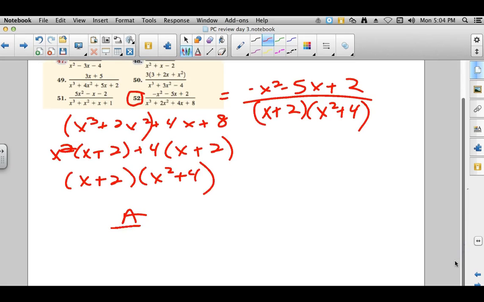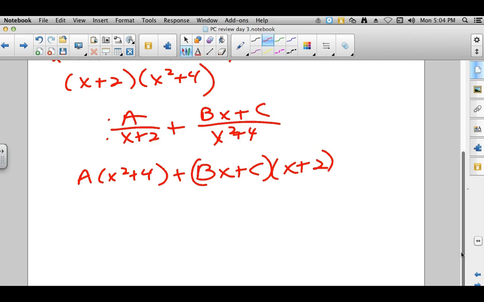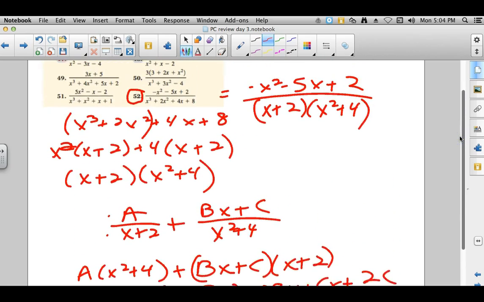So A over x plus 2 plus Bx plus C, there's our linear, over x squared plus 4 has to make this work. So let's see what we need to do here. We would have to take the first fraction times x squared plus 4 to make it work. And the second one, Bx plus C times x plus 2 to make that work. Ax squared plus 4A plus, do a little FOIL, it's obnoxious FOIL, but it's FOIL, Bx squared plus 2Bx plus Cx plus 2C.